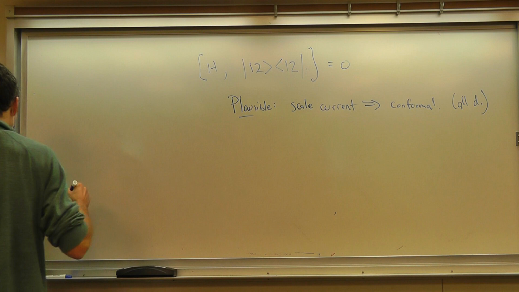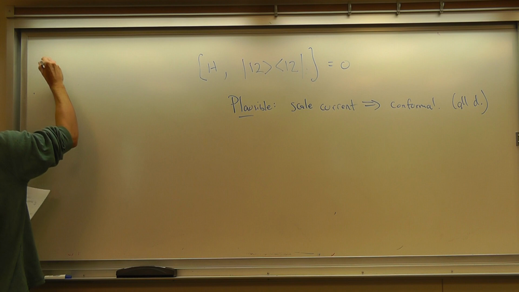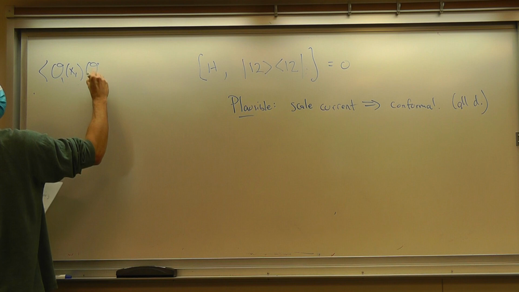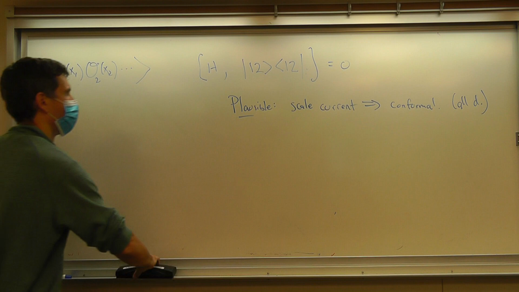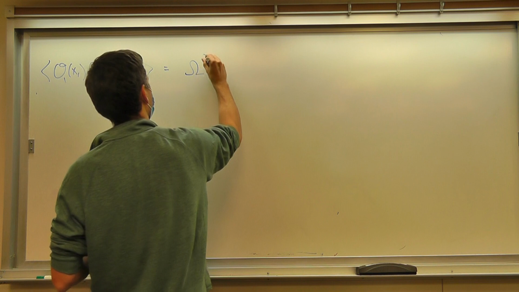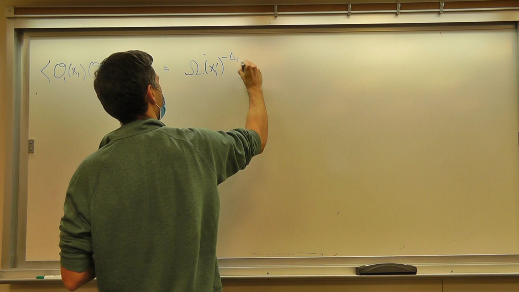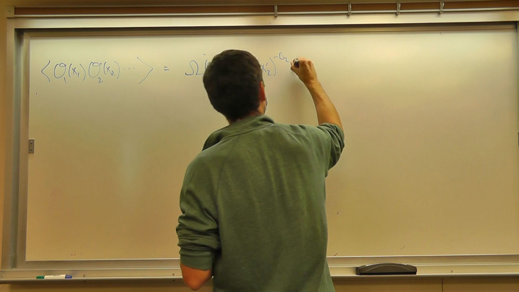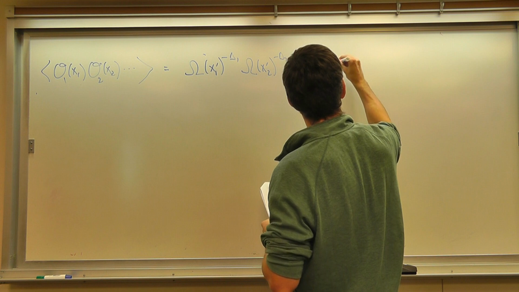So as far as correlation functions, this means that if you have a correlation function, O1 of x1, O2 of x2, dot, dot, dot, then this is equal to omega of x1 prime to the minus delta 1, omega of x2 prime to the minus delta 2, times the correlation function of O1 at the primes, O2 at the primes, and so on.